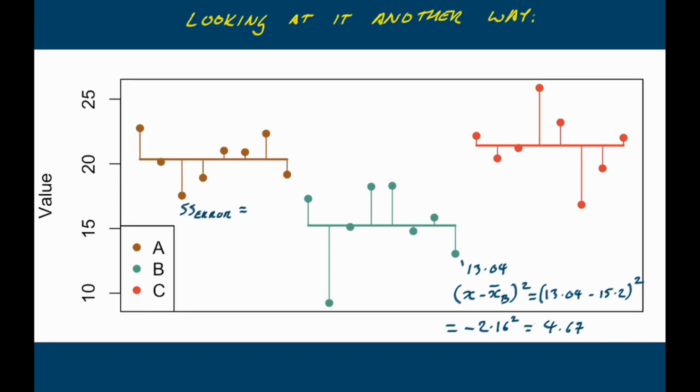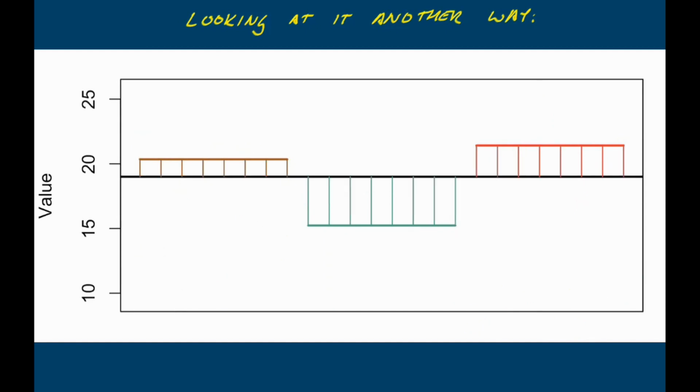And then we can calculate our error sum of squares by adding together the sum of squares for group A, the sum of squares for group B, and the sum of squares for group C. So we can generate our total sum of squares and our error sum of squares like that. If we want to calculate our treatment sum of squares independently, we can do that.